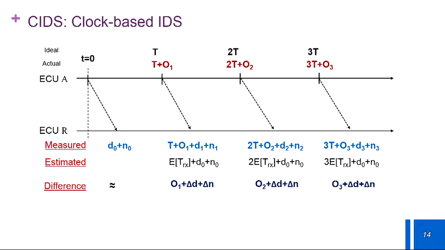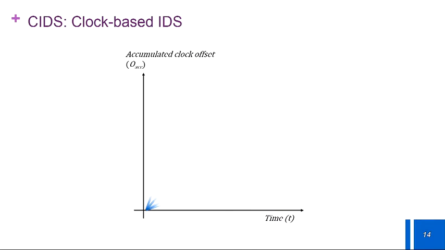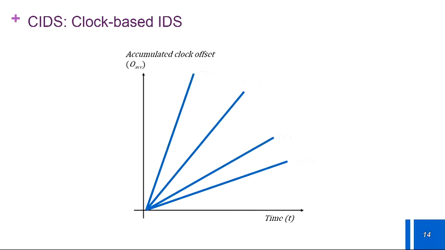Of course, looking at just one of those values would not be enough, because there would be some noise in it. So we take an average and obtain the average clock offset. But this average clock offset is incurred for just those messages, not the previous ones. So we accumulate them, and what we get is something like this. Because ECUs have different clocks and different speeds in how their clocks run, their slope, which is the clock skew in this graph, will be different.